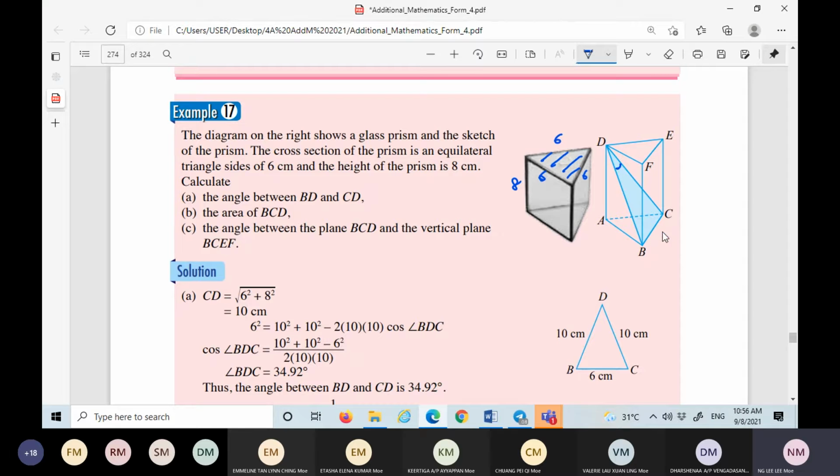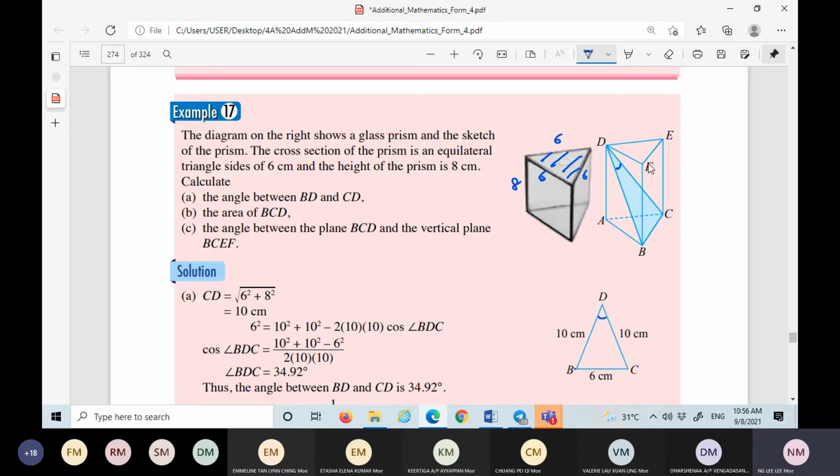So you transfer this triangle outside here. We just concentrate on B, C, and D. We temporarily ignore the other points A, E, and F. Then transfer all the information that you have. First, they want to find this angle. You can label it. Then what lengths can you have?